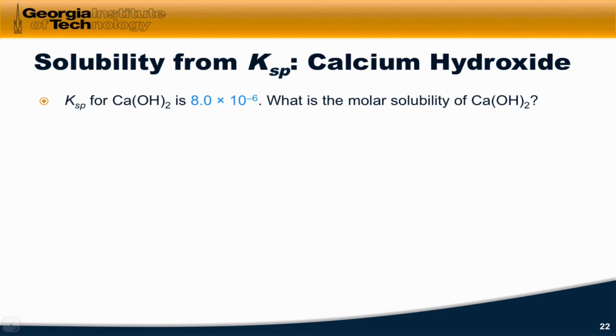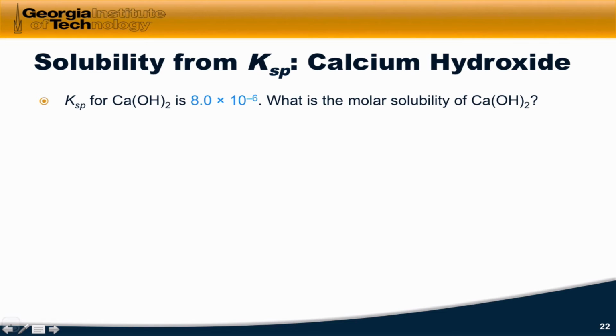Let's look at a couple of examples now of calculating molar solubility of a salt from its KSP and KSP from a given molar solubility value. So let's start with calcium hydroxide. KSP for calcium hydroxide, Ca(OH)2, is 8 times 10 to the negative 6. What is the molar solubility of Ca(OH)2?